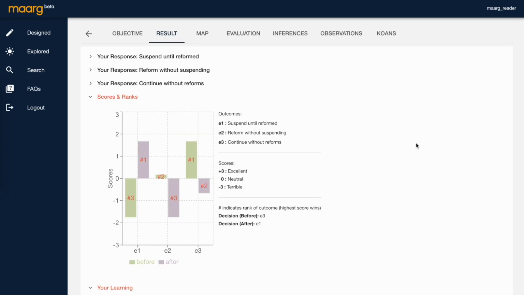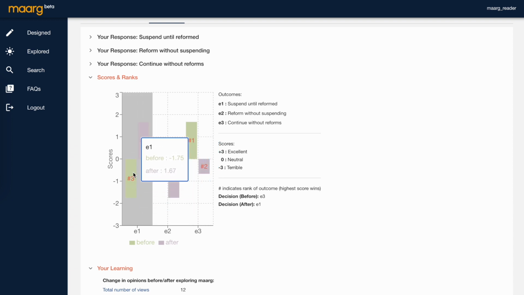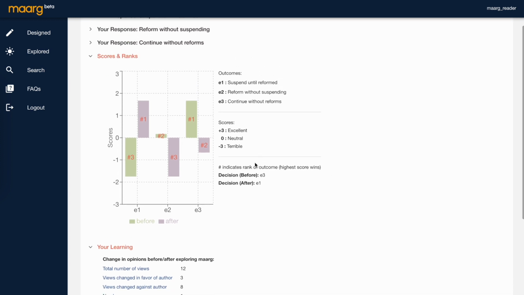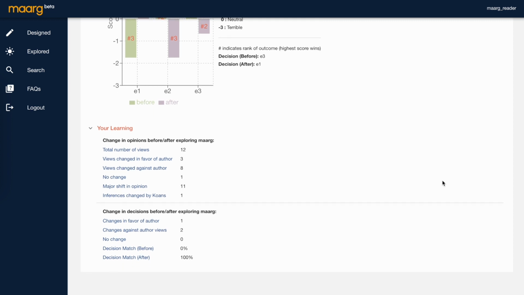If I load another session, you will see a different set of results here, where the rankings have changed. Before, the option in the E1 option was basically ranked number 3, but after reading the mark, the reader's opinion changed, and that became the number 1 opinion. So we do indicate these changes in decisions, but in addition to that, we also use a little bit of maths behind the scenes to figure out exactly which opinions or how many opinions were changed.